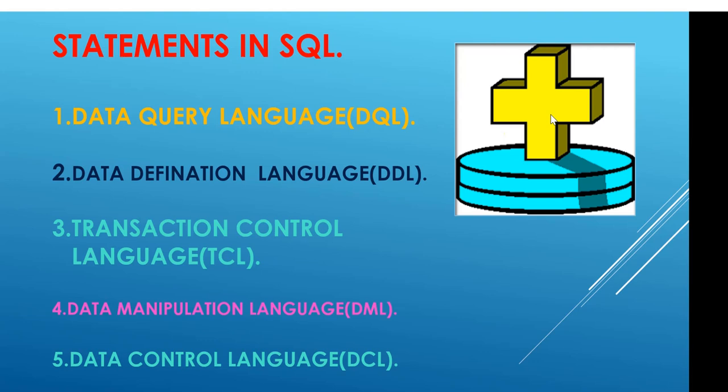As we discussed earlier, the next topic is statements. In statements we have a total of 5 types of statements. One is data query language, next one is data definition language, next is transaction control language, fourth is data manipulation language, and the last one is data control language.